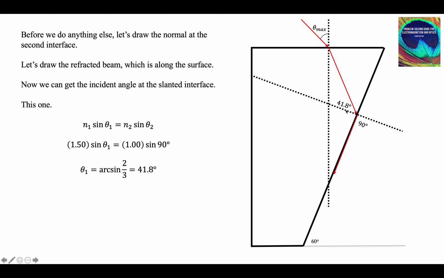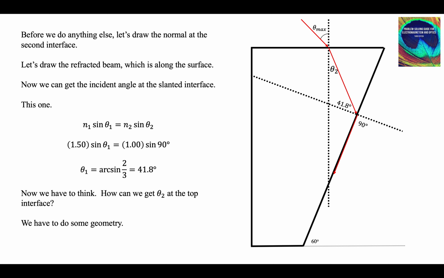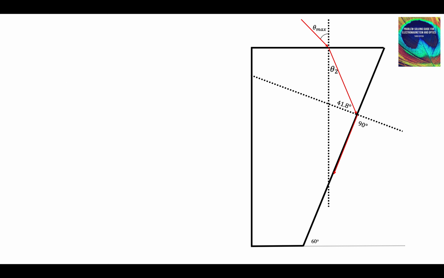41.8 degrees. Now we have to think, how do we get this angle? If we get this angle, we can calculate theta max. This is the angle we want, theta 2 for the first refraction. We have to do some geometry. There's a number of ways to get this. We know that the interior angles of a triangle add to 180 degrees. There are a few triangles we can pick. Let's pick this one on the upper right.